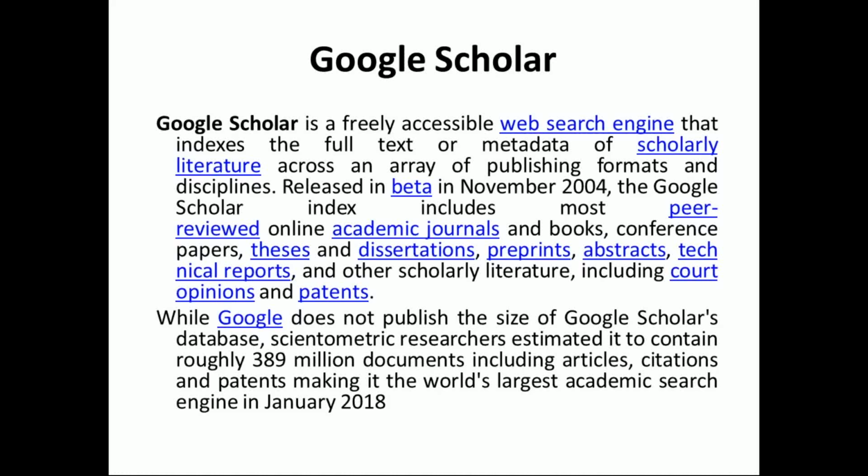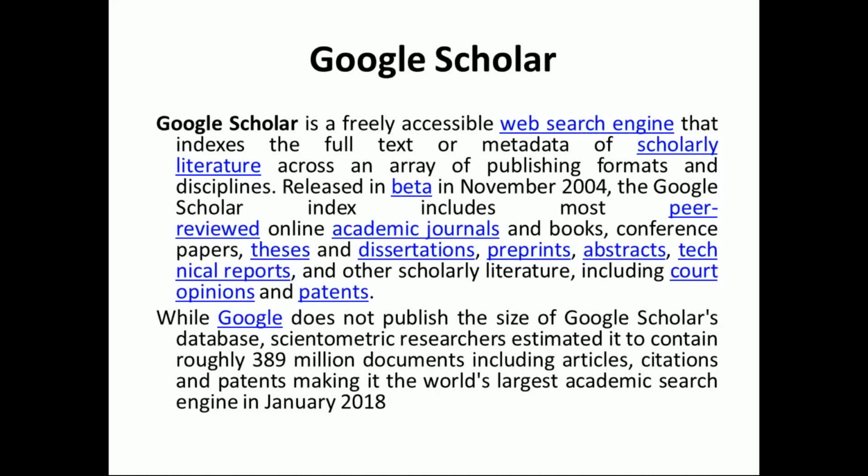The Google Scholar index includes most peer-reviewed online academic journals and books, conference papers, theses and dissertations, preprints, abstracts, technical reports, and other scholarly literature, including court opinions and patents. While Google does not publish the size of the Google Scholar database, scientometric researchers established it to contain roughly 389 million documents, including articles, citations, and patents, making it the world's largest academic search engine in January 2018.